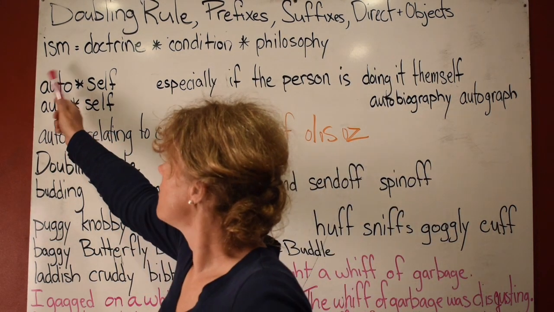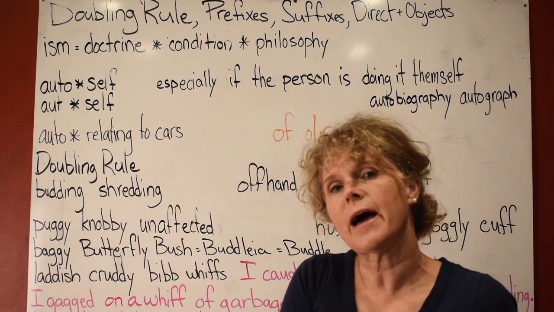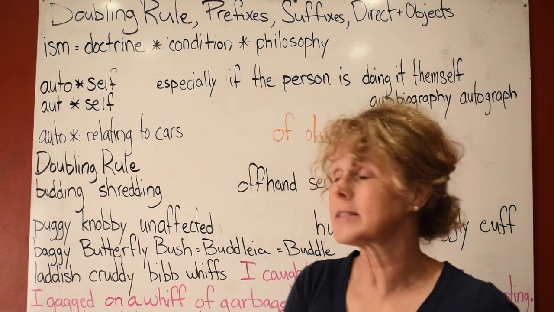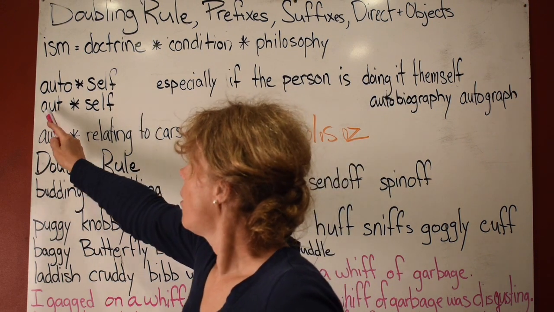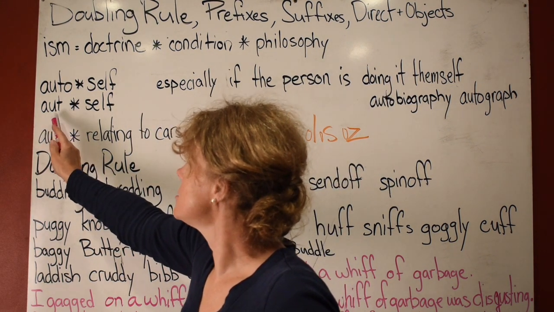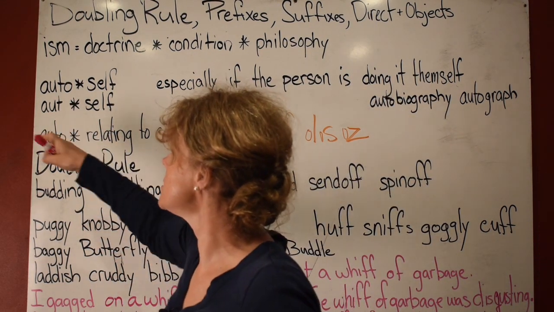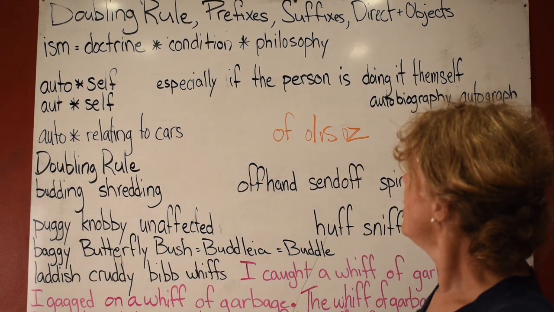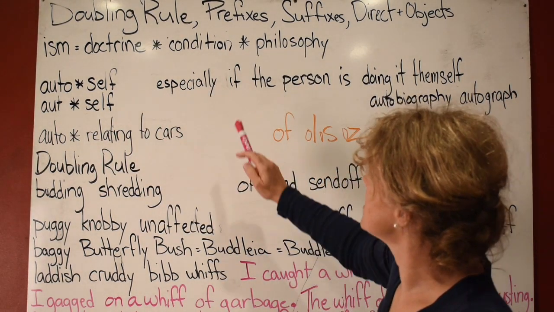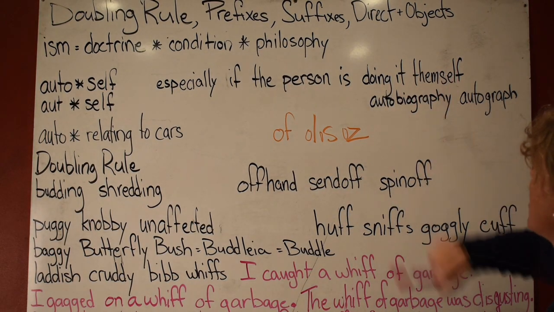All right, so we have auto, which means self. So whenever you see that as a prefix, you're going to know it means self. Or we have aut, which also means self, that can go on a few words. Most of the time you're going to see auto. It's going to mean self, especially if the person is doing it by themselves.